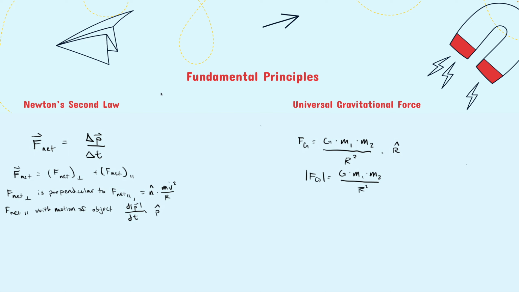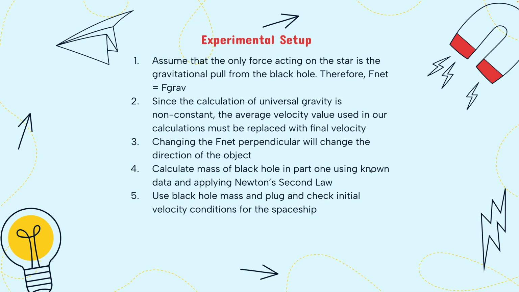So here are the two fundamental principles that we really need to do this experiment. First off, Newton's second law, which can be expressed as the change in momentum over change in time, or the net perpendicular force plus the net parallel force. Here are the equations shown for both of those things. And then also the universal gravitational force, which is equal to the gravitational constant G multiplied by mass 1 times mass 2 divided by the distance r squared multiplied by r hat. And then here's also the magnitude version, which is essentially the same without r hat.